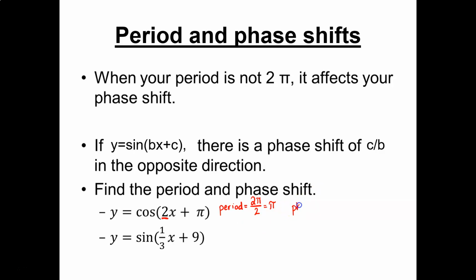For our phase shift, we're going to take this number that's added over here. Normally we would just say this goes to the left pi, right? But because we got that period change, we have to do to the left pi divided by this number in front of your x, which is a 2. So it would be negative pi over 2, or you could say left pi over 2.